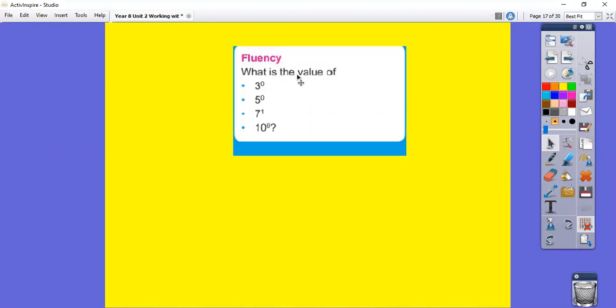The first question is, what is the value of 3 to the power of 0, 5 to the power of 0, 7 to the power of 1, and 10 to the power of 0? Now, before we do these questions, I thought it'd be helpful if we look at the laws of indices first. There's in total 6 of them, but today we're only going to have a look at 3 or 4 of them. We only need to learn the first 3 laws of indices. So moving on to the next page, we'll come back to these in a minute.